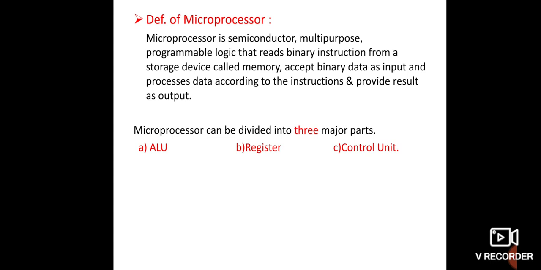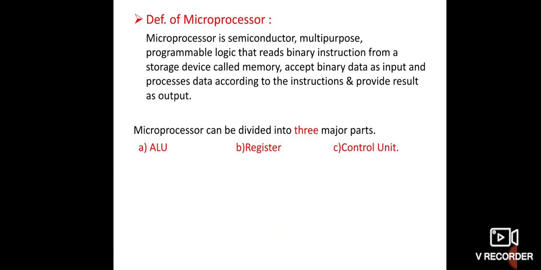So microprocessor reads instruction from a storage device called memory. It also accepts binary data as input and processes data according to the instruction. Whatever data or instruction we give the microprocessor, it processes one by one and provides result as output. So this is the proper definition of microprocessor.